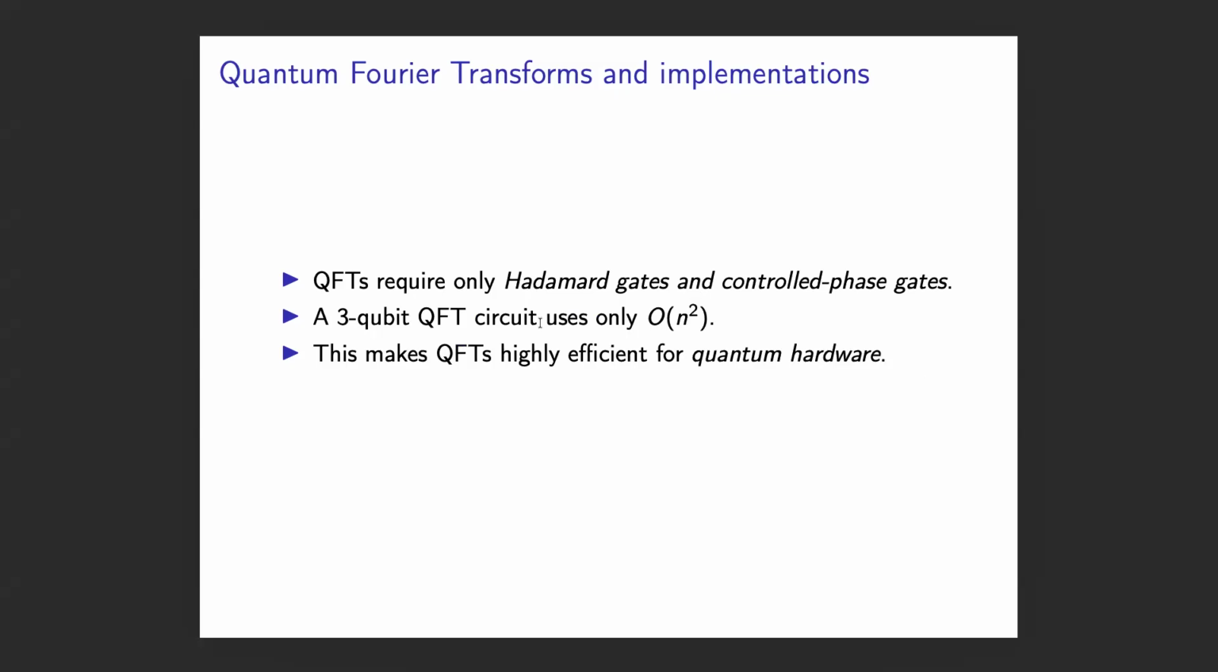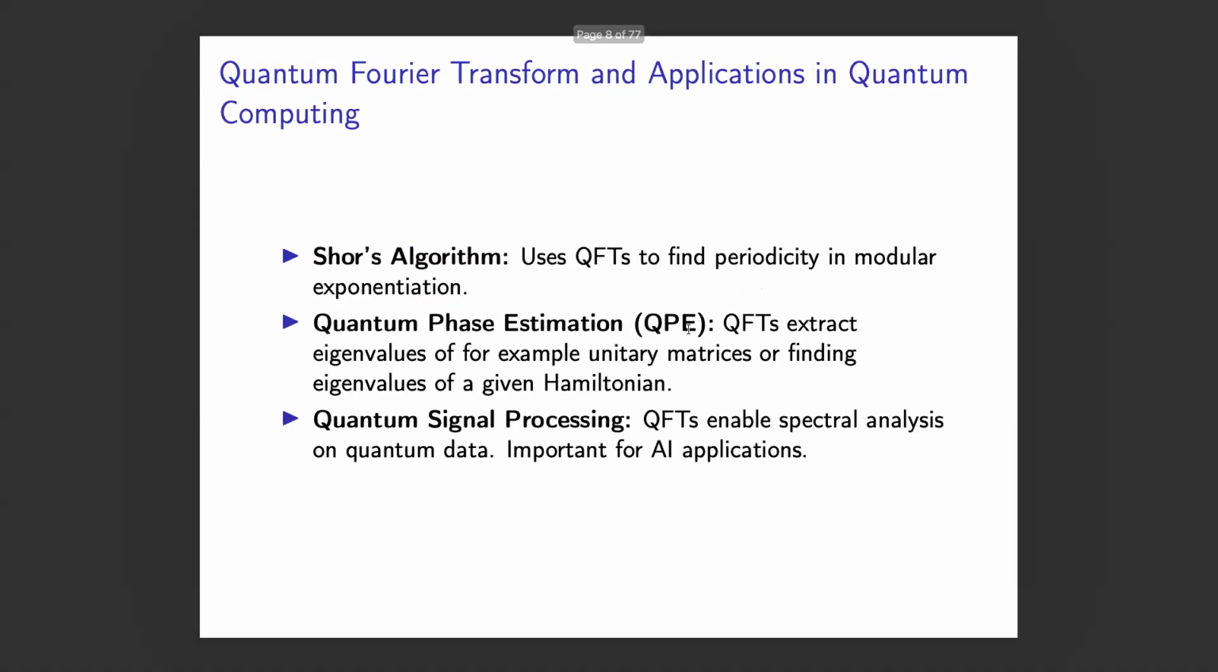We will see later today the number of operations which we need, where little n here is the number of qubits. So quantum Fourier transforms are very efficient for quantum hardware. And as I said, these are the fields where you will encounter it quite often. Shor's algorithm I mentioned already, quantum phase estimation, quantum signal processing. It's also expected to be very important for quantum machine learning.